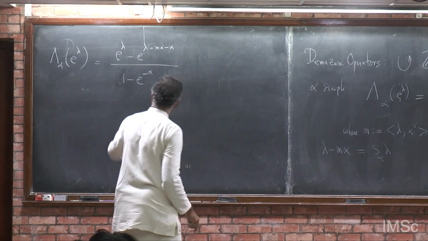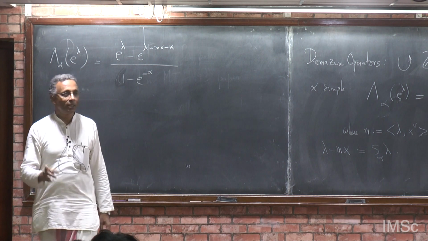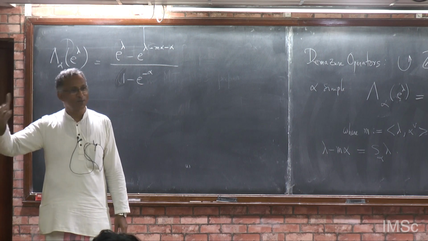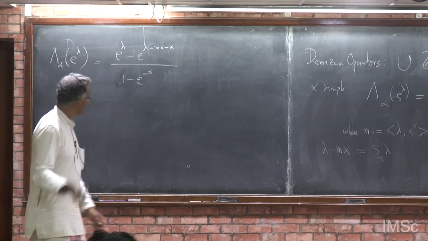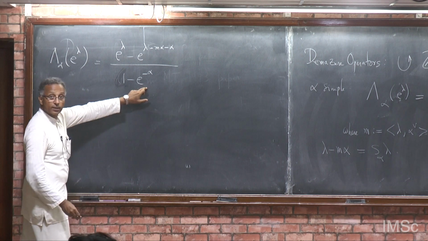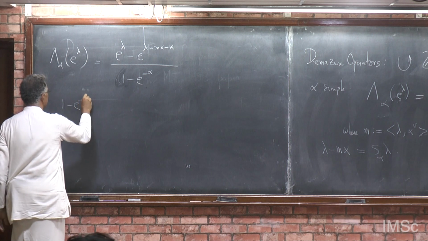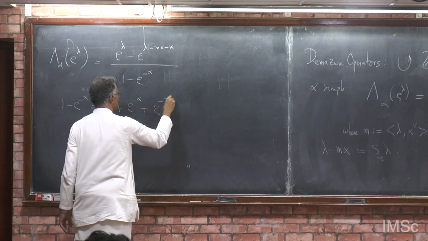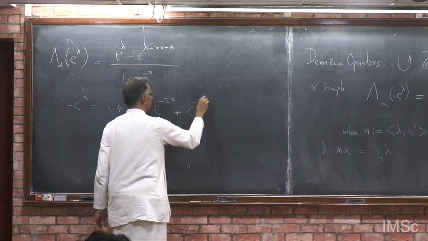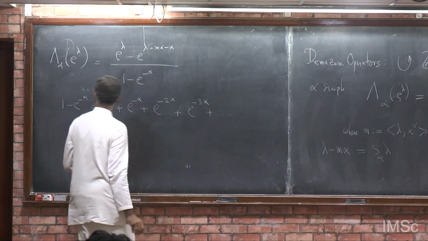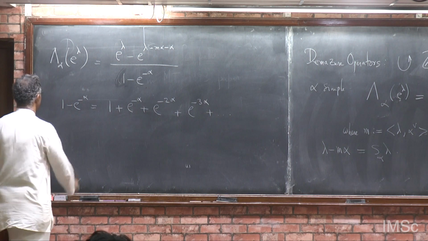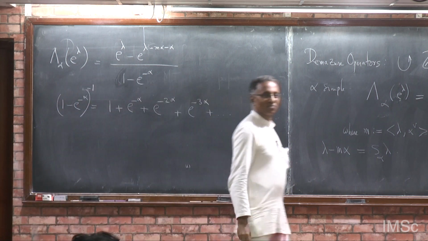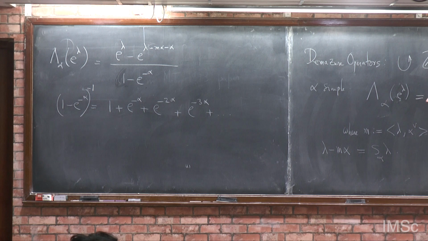What is 1 over 1 minus E alpha? The only power series expansion I know is 1 over 1 minus x is 1 plus x plus x squared, and so on. Okay. So let's write this out as that. So 1 over 1 minus E to the minus alpha is 1 plus e to the minus alpha plus e to the minus 2 alpha plus e to the minus 3 alpha and so on. Did I write that correctly? Okay.